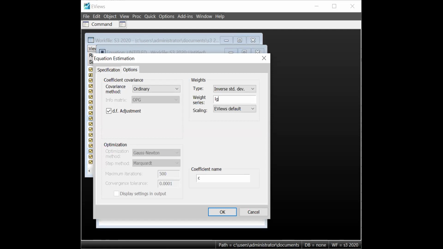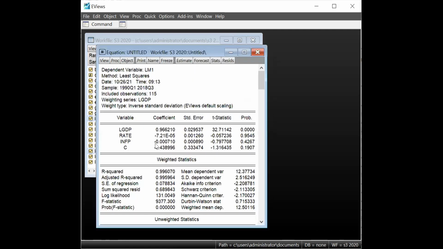Now we use this in terms of WLS within the square, with the weighting variable being log of GDP. Here the GDP is negative significant, interest rate is negative but not significant. This inflation is still negative but not significant.